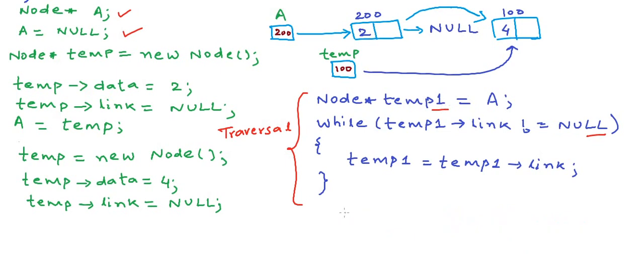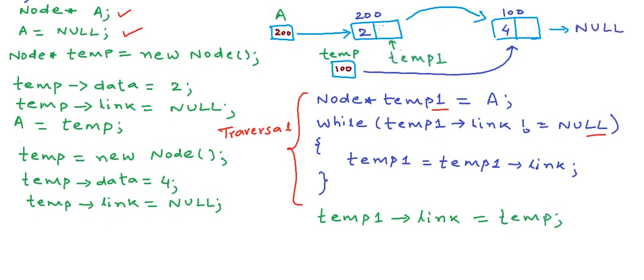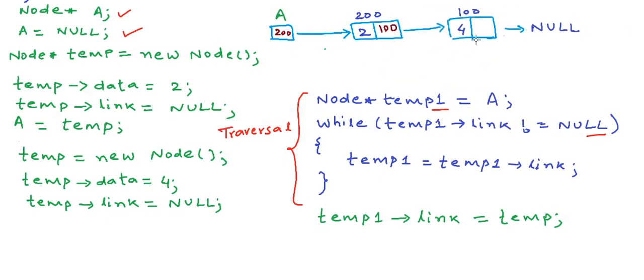So finally, after all this, we will write a statement like temp1.link is equal to temp. Temp1 is pointing here. So now this address part is updated and this link is built. So we have 2 nodes now in the list.